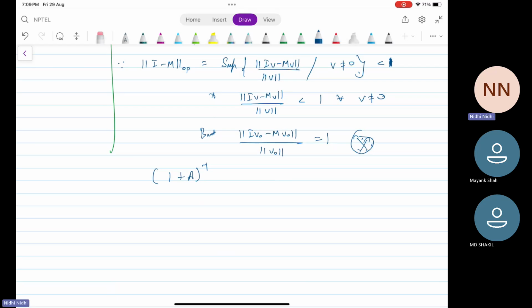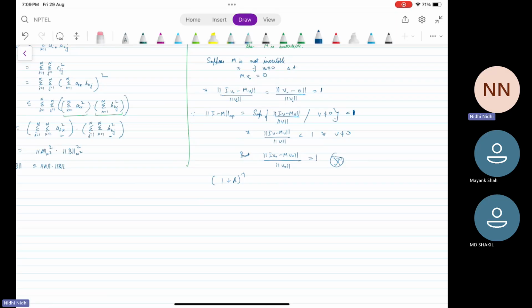Okay, let's move to the next problem then. Next we have the bilinear map.